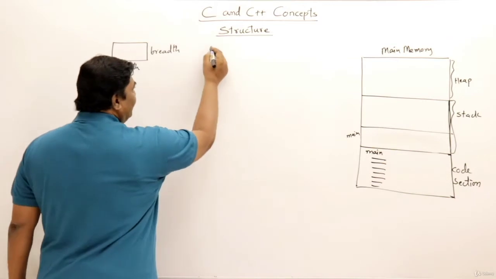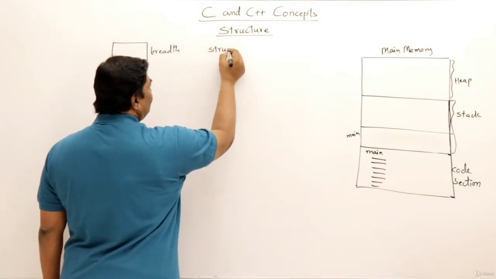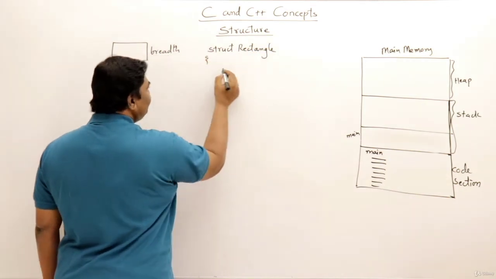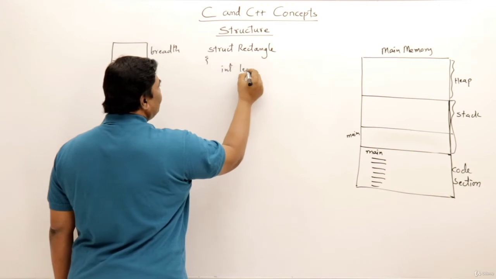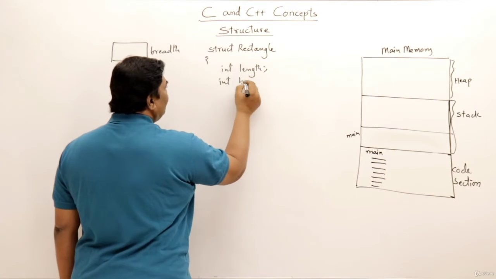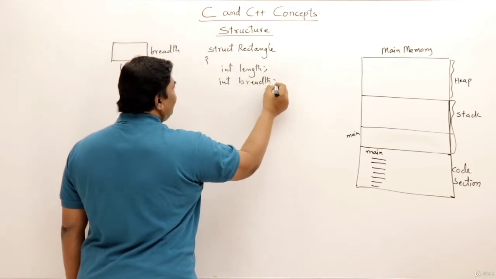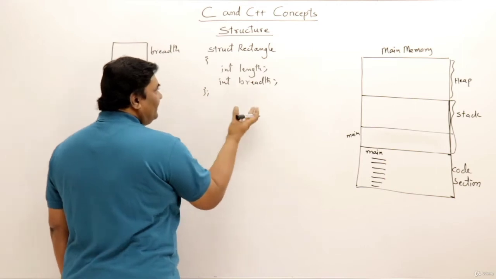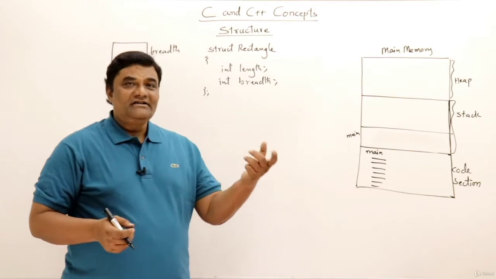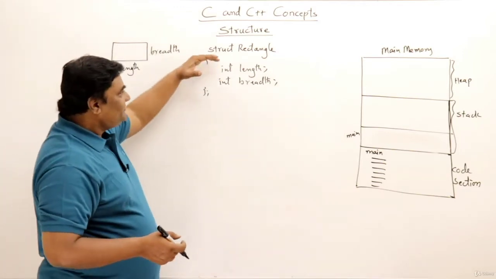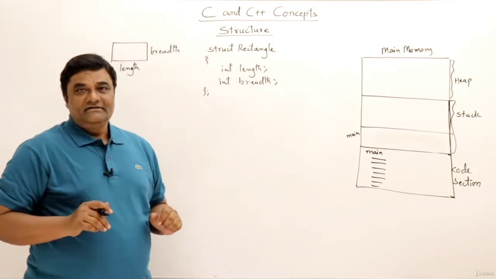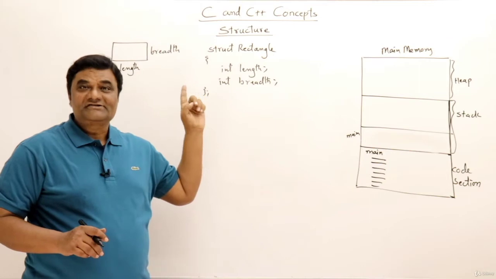For example, rectangle. So here I define struct rectangle. Inside this, I will take integer type length and integer type breadth. Now this has two members, length and breadth. I am taking them as integer type. If you want, you can take them as float or double, any type depending on your requirement. I am assuming that these are simple integral values, no decimals. So structure rectangle is defined by its length and breadth. These two members together define a rectangle. So this is a definition of a structure.